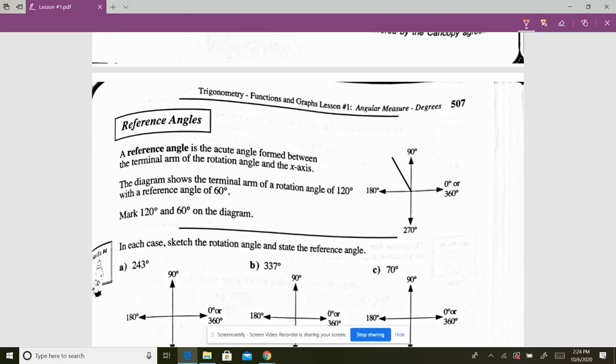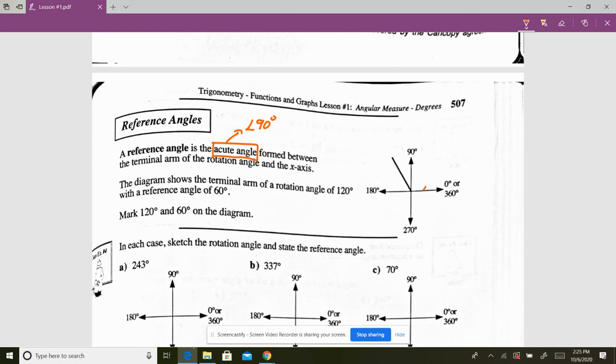All right, reference angles. This is important. The other stuff isn't, but this we are going to use all the time. So, reference angle, what that means is, well, we'll read it and then we'll sort of look at it. A reference angle is the acute angle formed between the terminal arm of the rotation angle and the x-axis. So let's break that down. What does acute mean? Yes, it means it's less than 90 degrees. If you're greater than 90 degrees, you are obtuse. Yes. Formed between the terminal arm of the rotation angle and the x-axis.